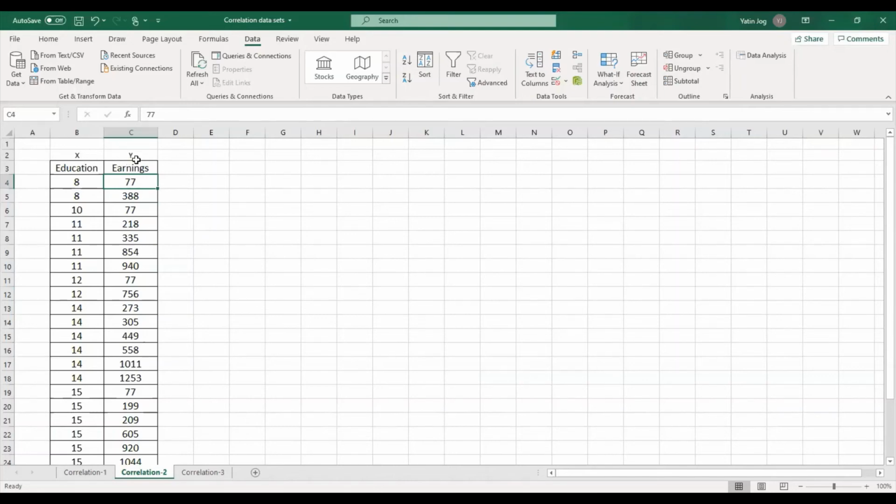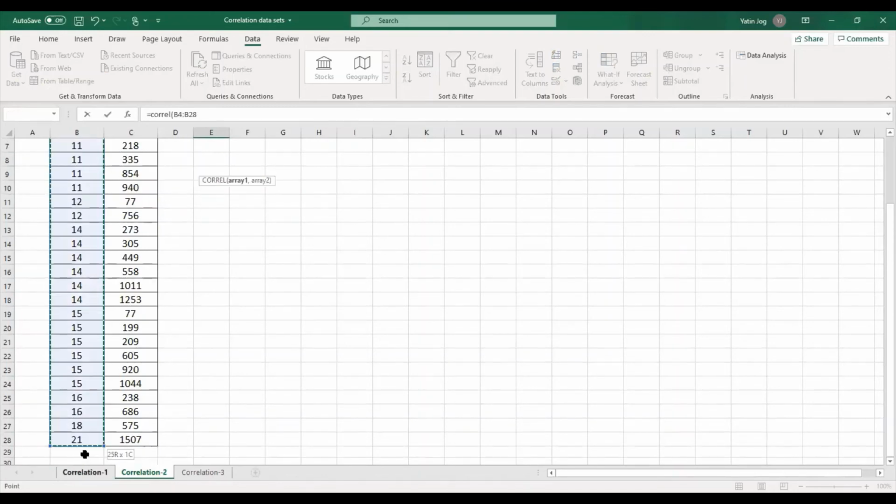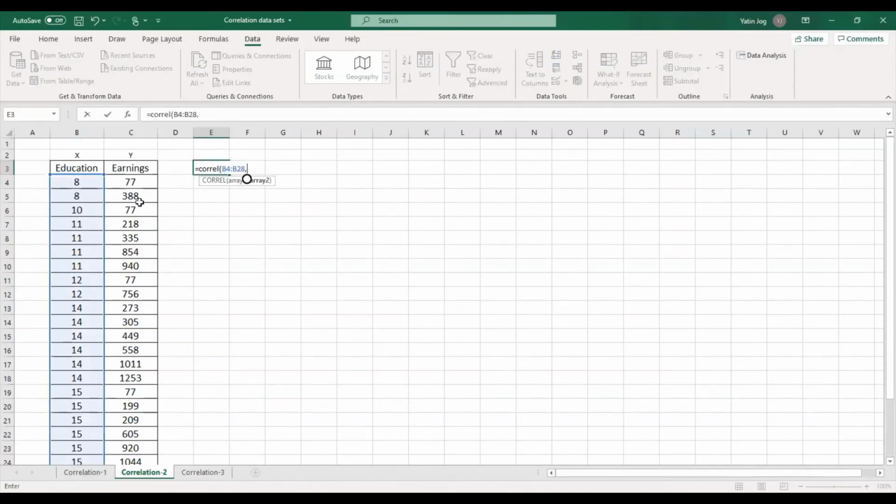Based on this data set, we'll try to draw first the scatter diagram. We'll try to understand the relationship between two variables. Then we'll draw the trend line. We'll come to know the regression line equation. We'll calculate the R square. We'll calculate the residuals and we'll try to do analysis based on all these values. So the first thing is to calculate correlation. So I'll use the direct formula correlation and I'll give all the values of X as the first argument and values of Y as the second argument.